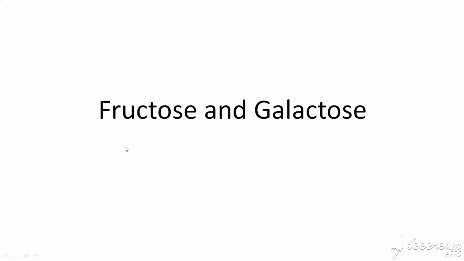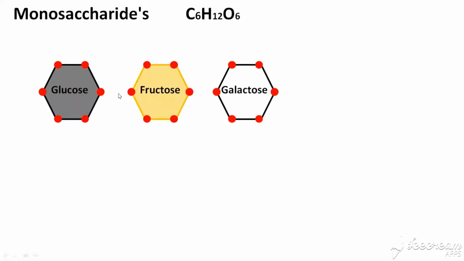So in this video, we're going to be discussing the metabolism of fructose and galactose in the human body. We have three main monosaccharides that our body uses. The first is glucose, the second is fructose, and the third is galactose. We talked about glucose and how it's metabolized in our body via the process of glycolysis.